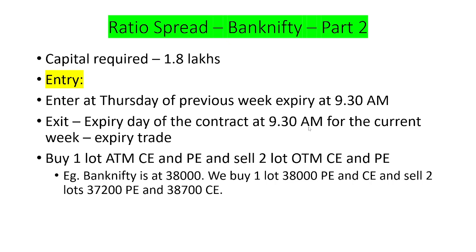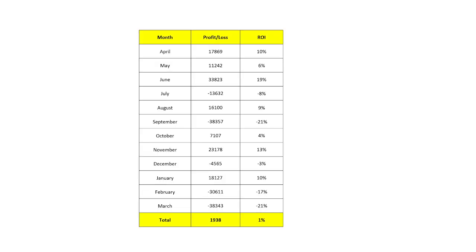So in this case, we are not completely hedged, as we have one buy on both sides and two sells on both sides. So totally we have two buys and four sells. So we are naked on both sides with one lot. That is one of the reasons the capital is also a little higher. If you want, we can protect it by buying a little far out of the money.